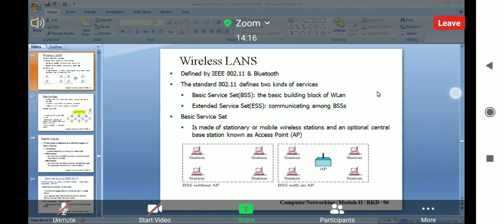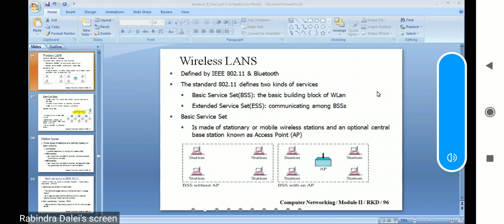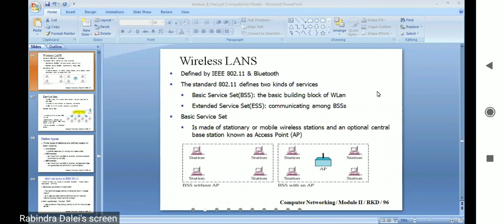By this 802.11, there are two services provided by this standard. One is the basic service set, another is the extended service set. Basic service set means it is a BSS, and this is one of the basic building blocks of any wireless LAN.